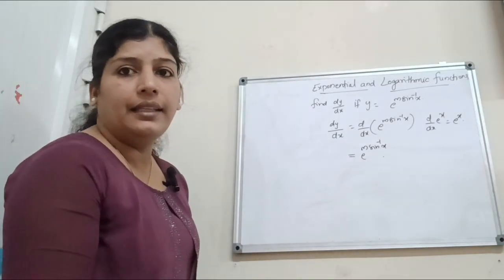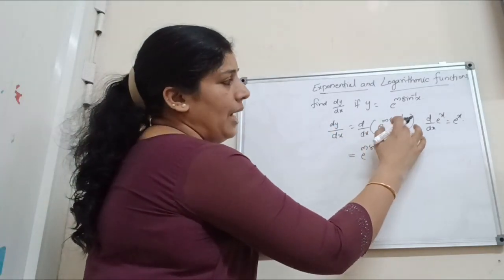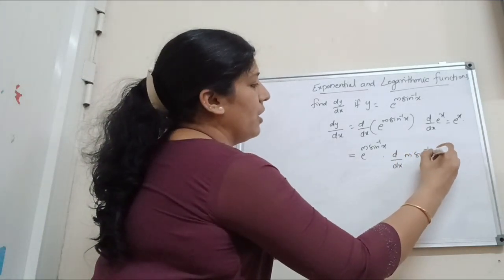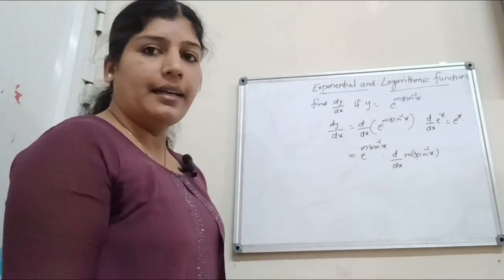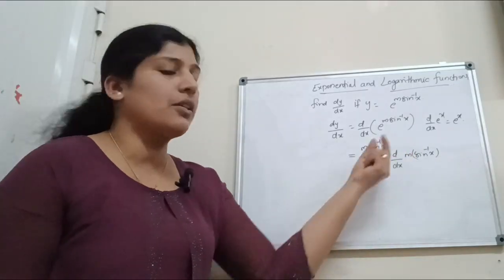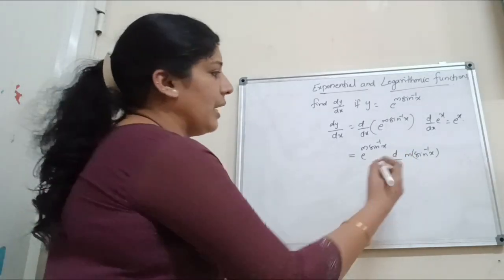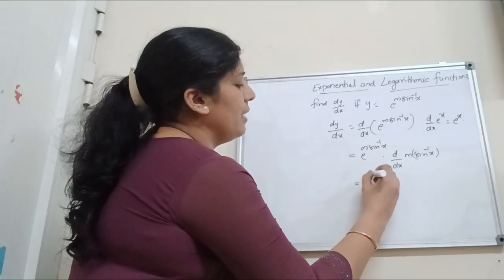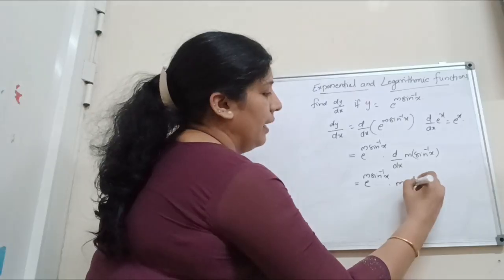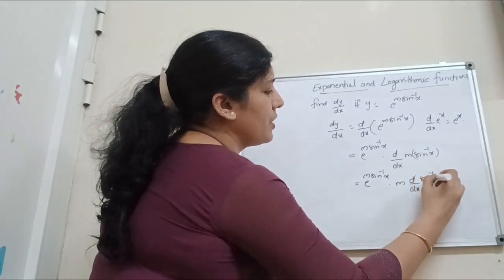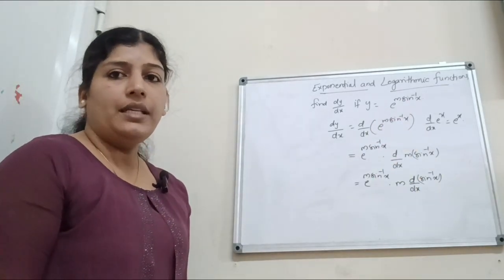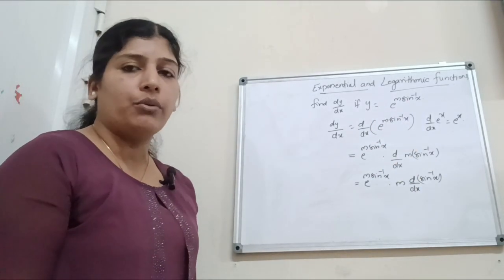Into, next we consider the derivative of the power. Now here the power is m sin inverse of x. We have to consider d by dx of m sin inverse of x because the power is a function of the variable x. We know that m is a constant, so take it outside. That is, it is equal to e raised to m sin inverse of x into m into d by dx of sin inverse of x. That is a constant multiple, so we can take m outside. What is d by dx of sin inverse of x? It is equal to 1 by root of 1 minus x square.